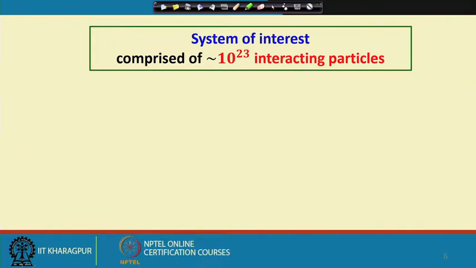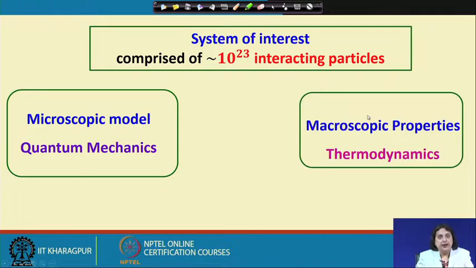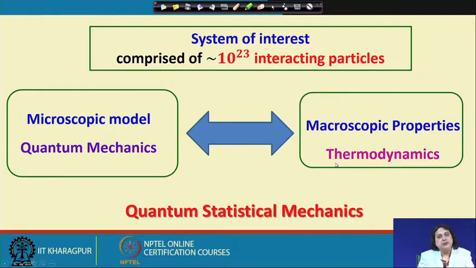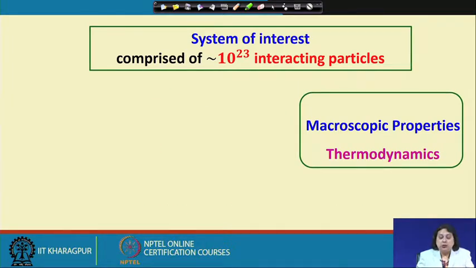So, in today's lecture, once again let me remind you that I am going to talk about the properties of a bulk system, which is comprised of 10 to the power of 23 interacting particles, and for which we have already developed the necessary framework for describing the microscopic model in terms of quantum mechanics and the macroscopic properties in terms of thermodynamics, and we have seen how the principles of quantum statistical mechanics connect these two extreme limits.